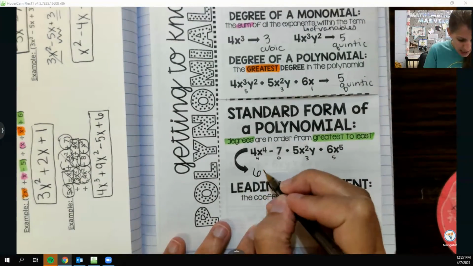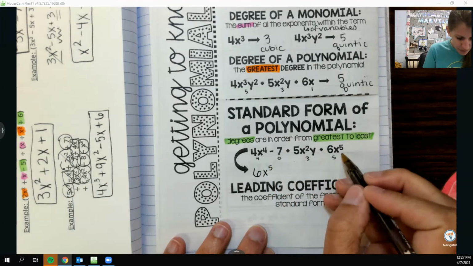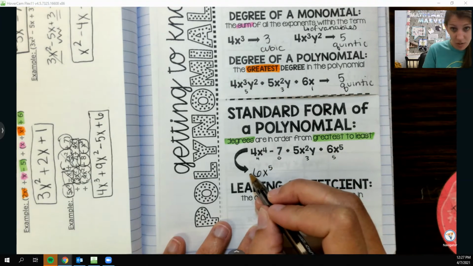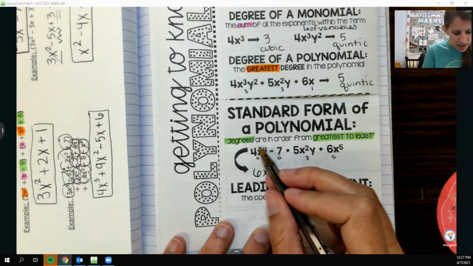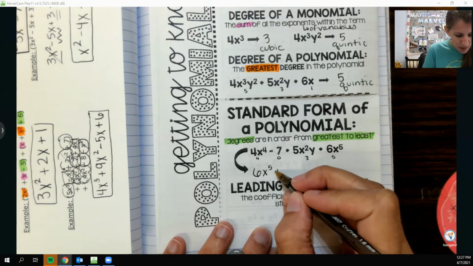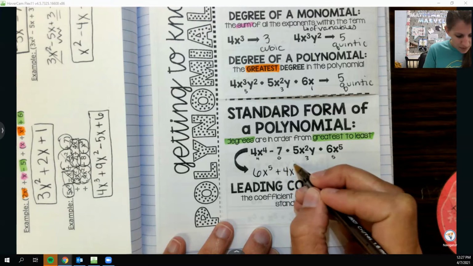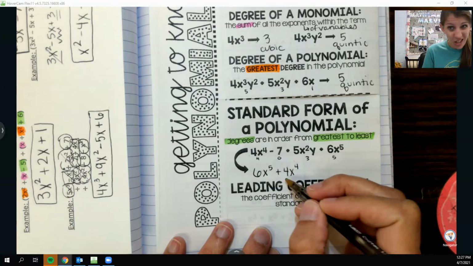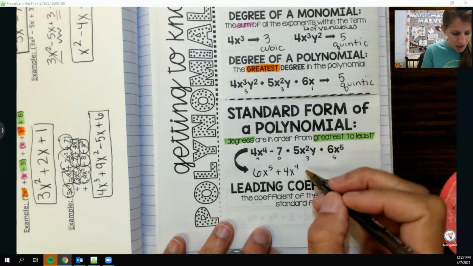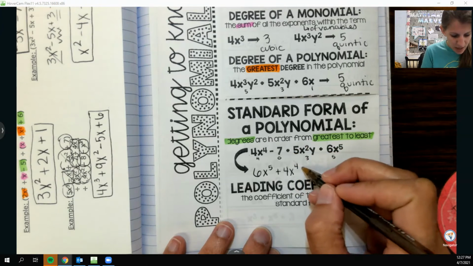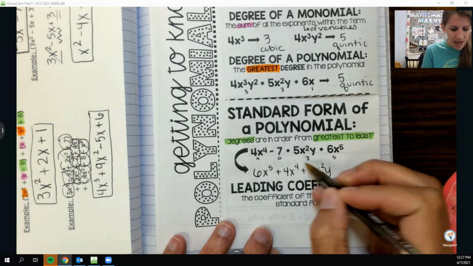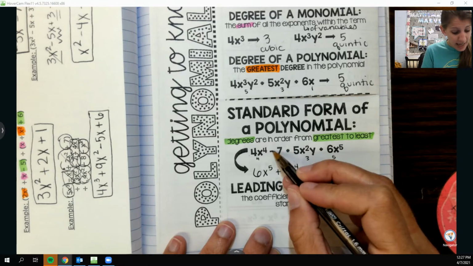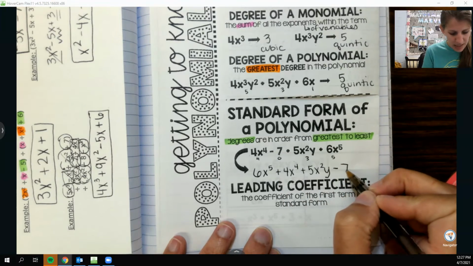So it's going to be 6x to the 5th, and it's positive, so still positive. So always take the sign with it. This one here is a positive, so it's going to be plus 4x to the 4th. And they're not like terms, so I couldn't add them. Then we're going to have this one, and it's positive, so plus 5x squared y. And then lastly, this one, and it's a negative, so minus 7.